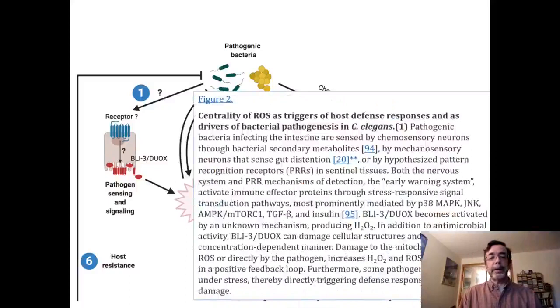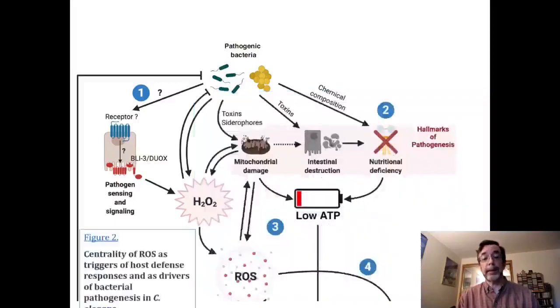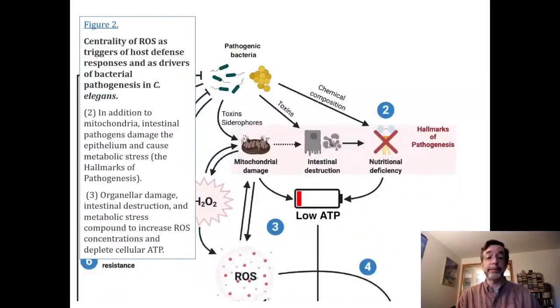So you have number 1, which is the pathogenic bacteria actually infecting them, and they're sensed by chemosensory neurons that turn on this oxidase. This BLI3 DUOX oxidase is a key thing to take away from this review. If I was reporting on this, this is what I would focus on. I would actually focus less on all the other things. That's why they put it as number 1.